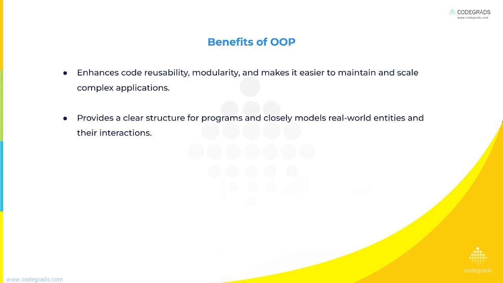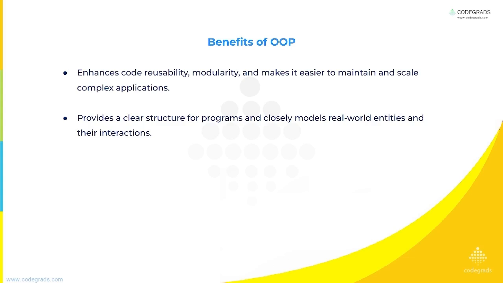Now, benefits of OOP. First of all, modular code, very easy to understand and debug. It enhances code reusability and modularity, and makes it easier to maintain and scale complex applications. It provides a clear structure for programs and follows the model of real-world entities and their interaction. It is reusable: classes and methods can be reused in another program. Organized: everything related to one object is grouped together. It is also secure, with encapsulation protecting the data, and it is scalable, that is easy to add features without changing the whole code.